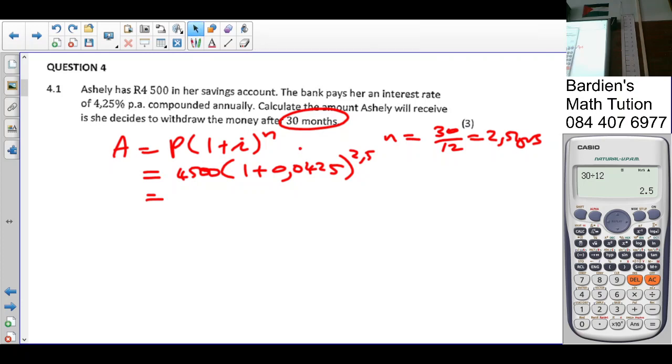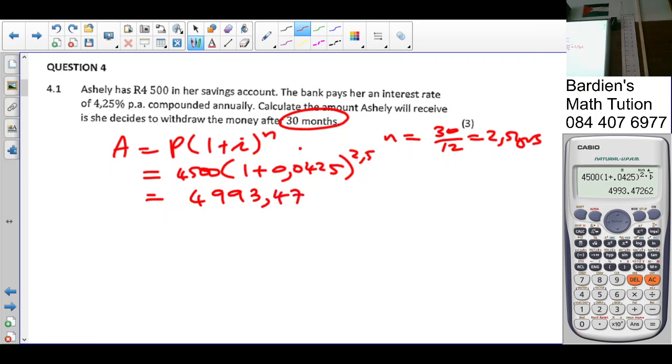Why could I put just 30 over 12? There's 4,500, open brackets, 1 plus 0.0425 to the exponent 2.5. Or I could have just pressed the answer key, which is the last answer calculated. So she'll get 4,993 Rand and 47 cents.